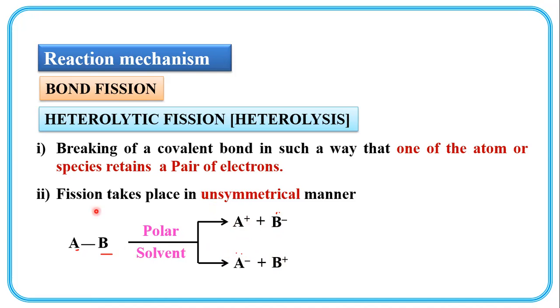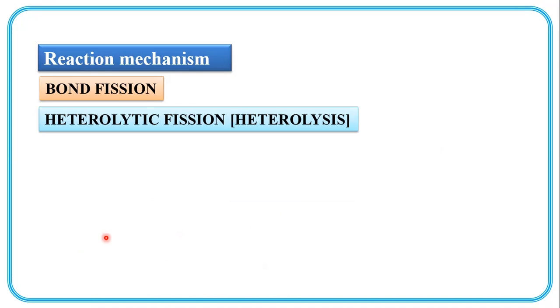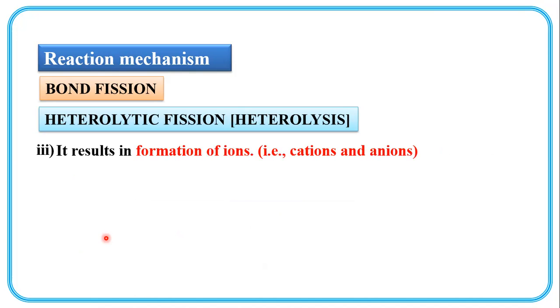Means here this breaking takes place in an unsymmetrical manner. That is, both electrons of this bond go either to A or to B. So this is heterolytic bond fission. It depends upon electronegativity. It results in formation of ions. That is, the products of heterolysis are cations and anions.